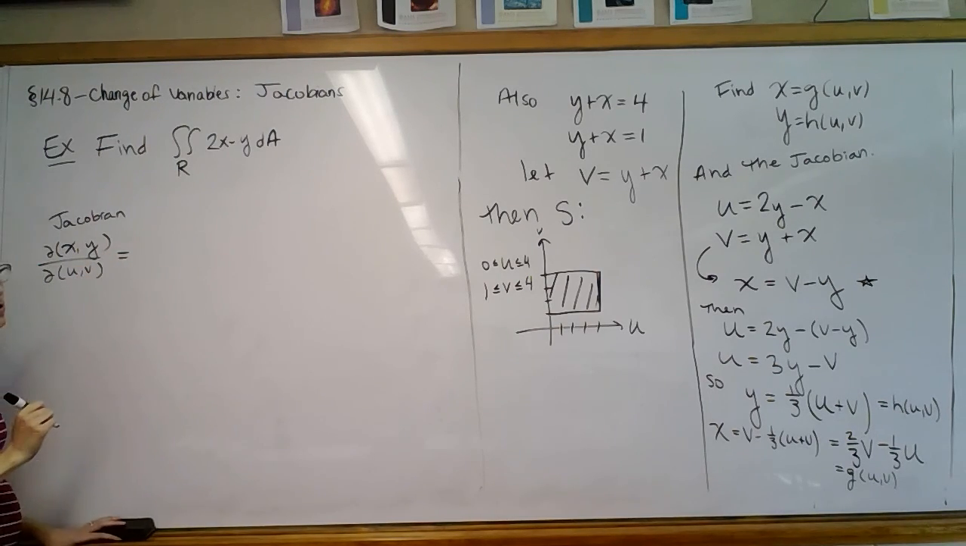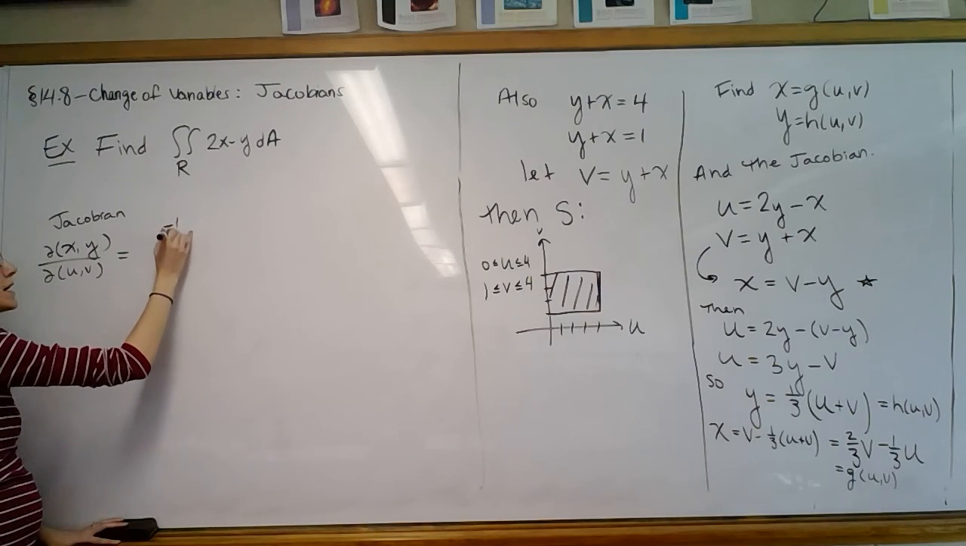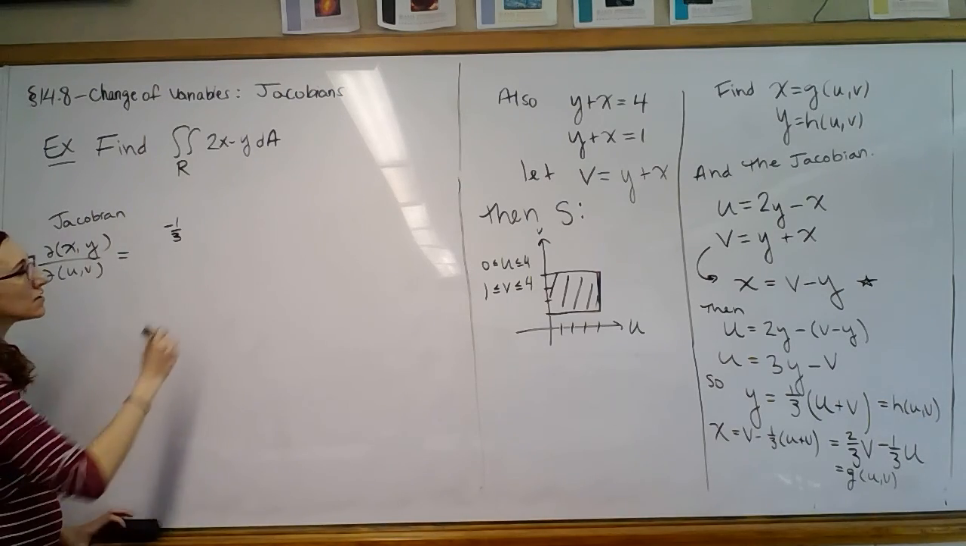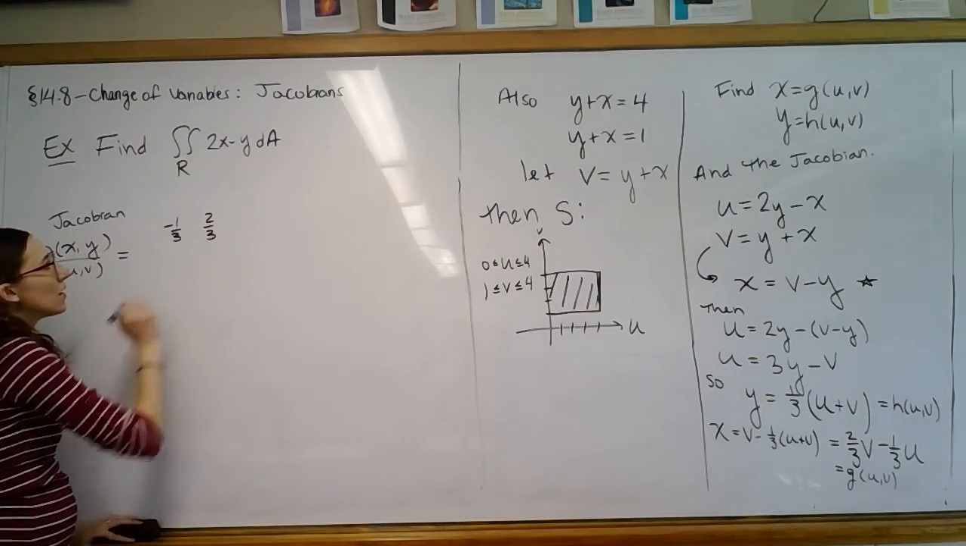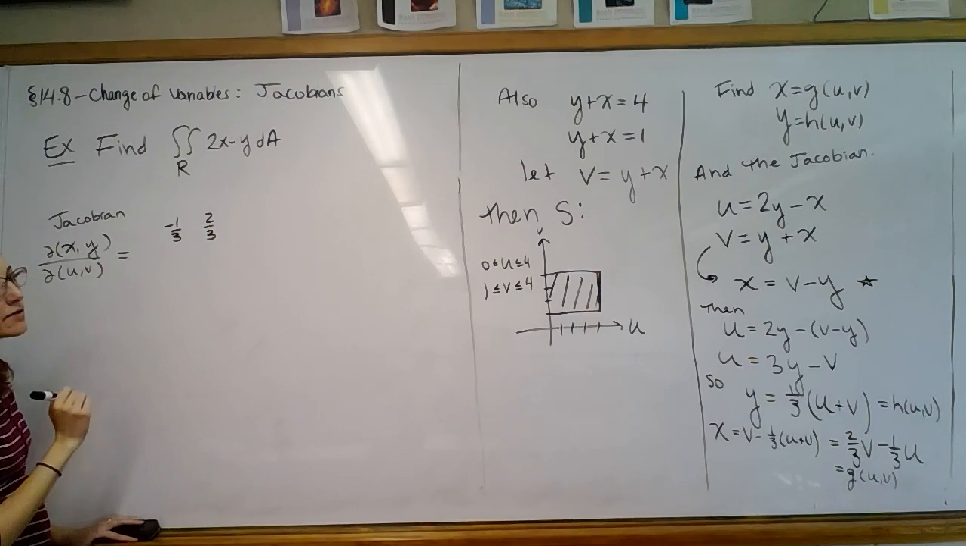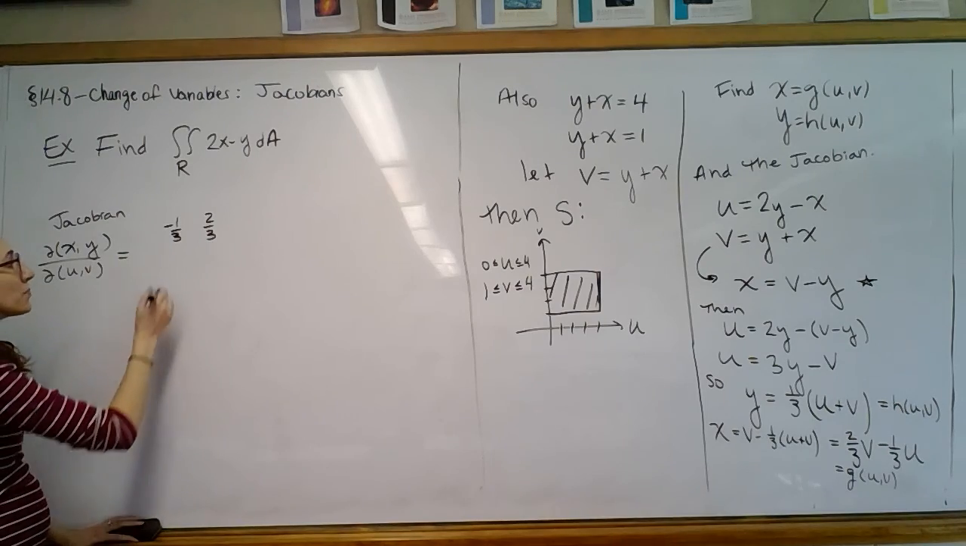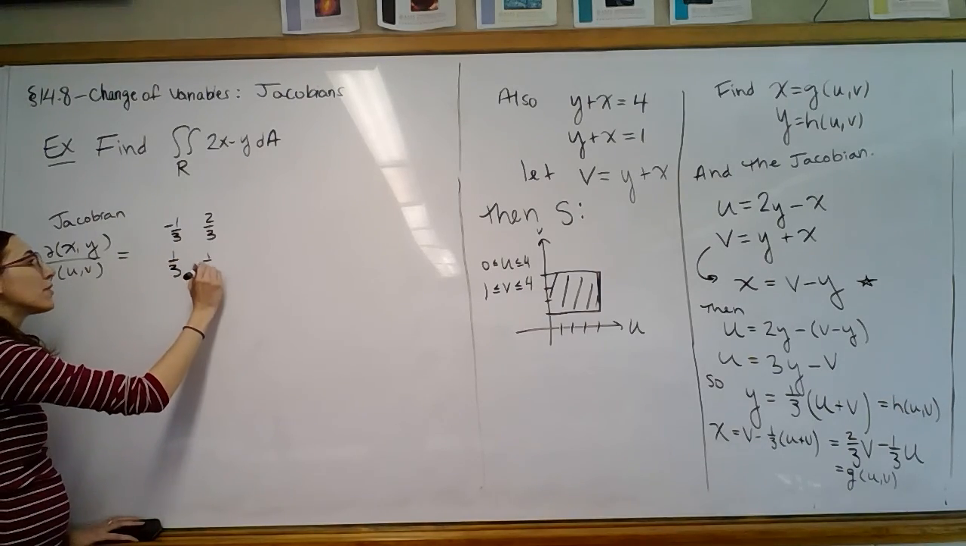So we need the partial of x with respect to u first. So x is 2/3 v minus 1/3 u. So we're going to get a negative 1/3 as the partial of x with respect to u. And the partial of x with respect to v is going to be 2/3. Partial of y with respect to u, really it's just 1/3 u plus 1/3 v, so really both of them are going to be 1/3.